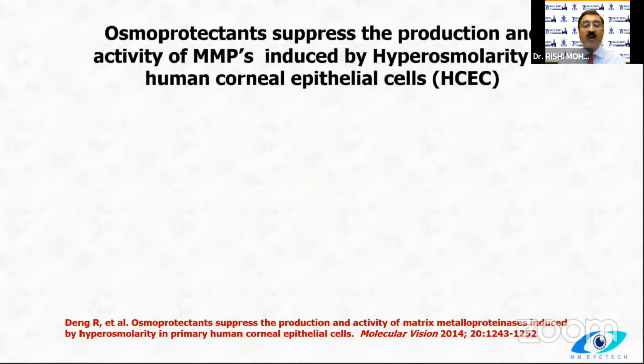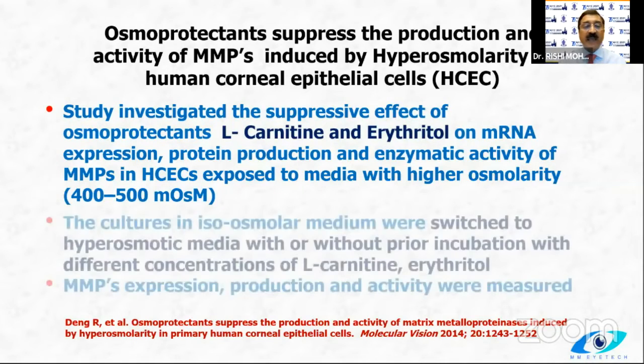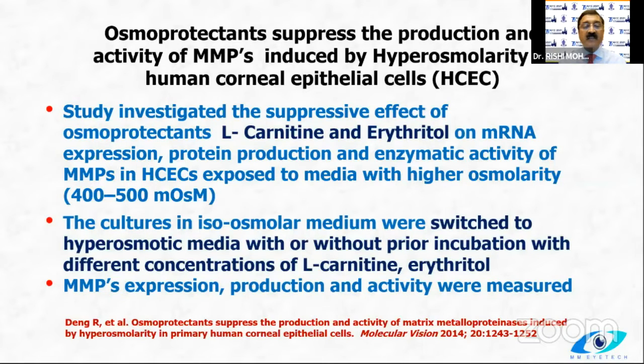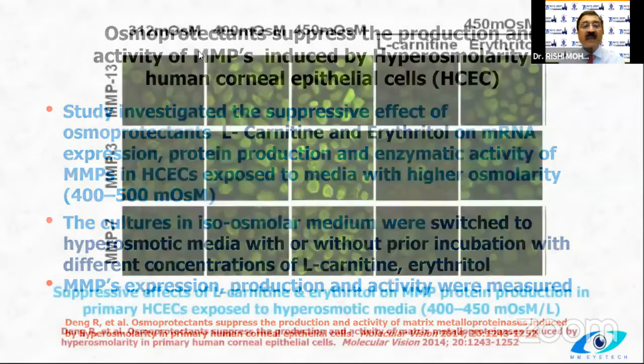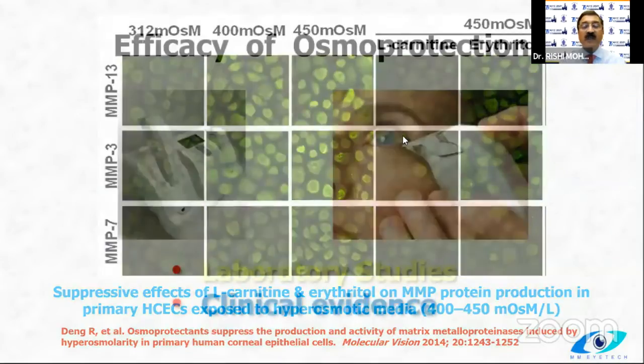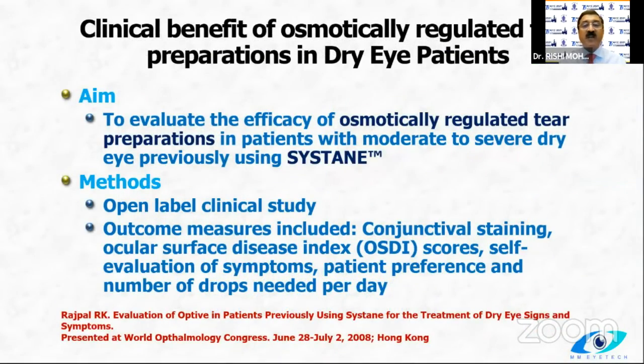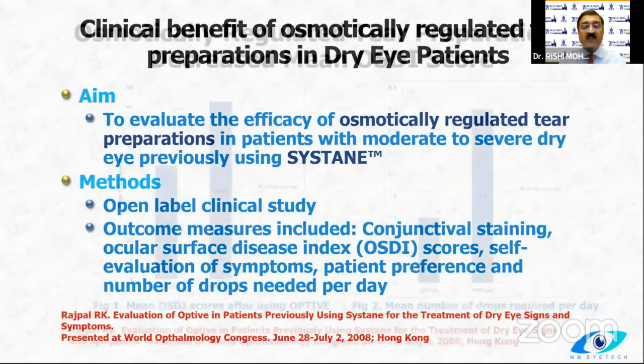If we look at osmoprotectants and their impact on mRNA expression and protein production and enzymatic activity in human corneal cells which are exposed to high osmolarity, one can see that as the osmolarity goes up, the expression of these enzymes goes up, but in the presence of these protectants, the expression of these enzymes is substantially reduced. Some clinical evidence too exists where there's a comparison of the osmotically regulated preparations as compared to others.